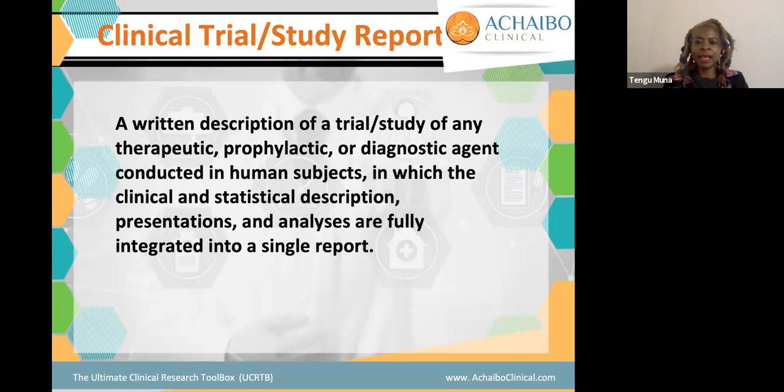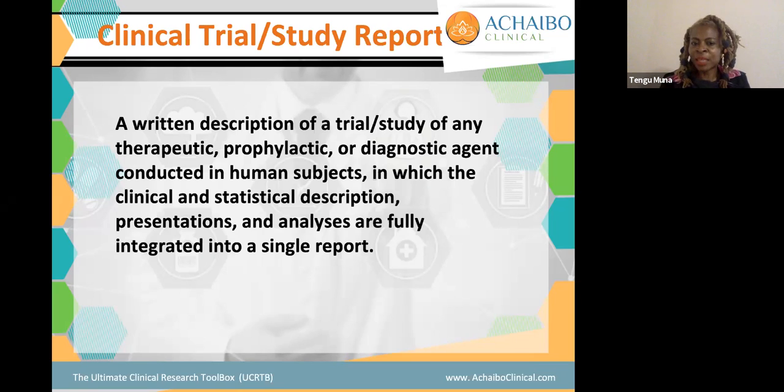So it will put together all the data that has been collected, maybe all the safety issues that happen. There are patient narratives, which really look at everything that happened per patient. So we gather all this data and then we use something called TLGs, depending on where you are in the world, it's tables and graphs, and you put all of that data together. So that becomes a clinical study report.